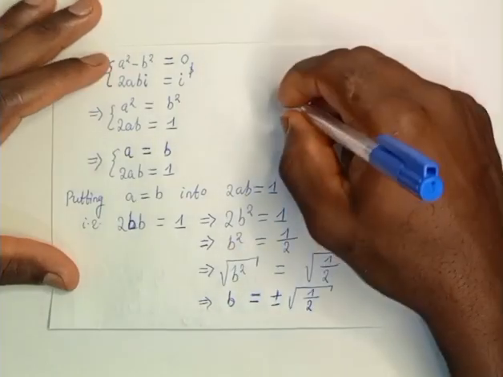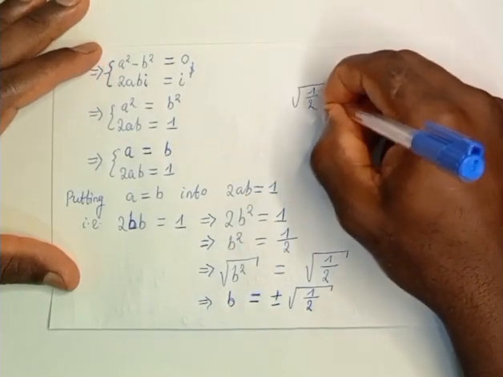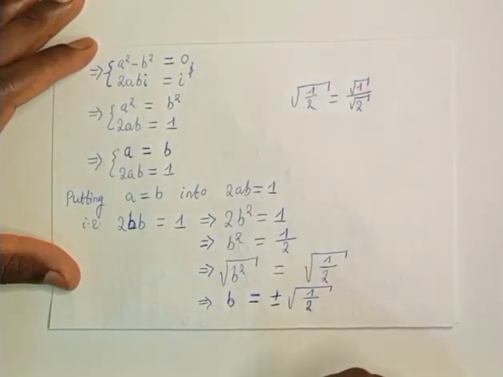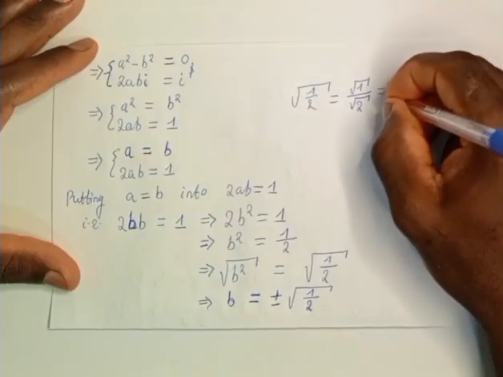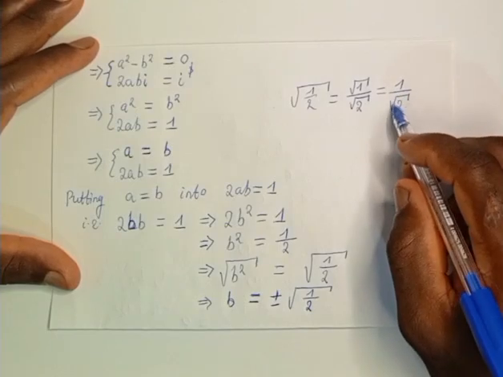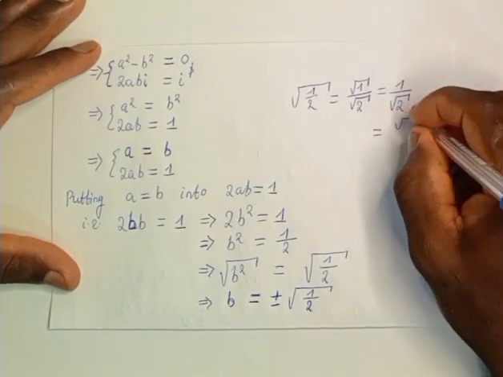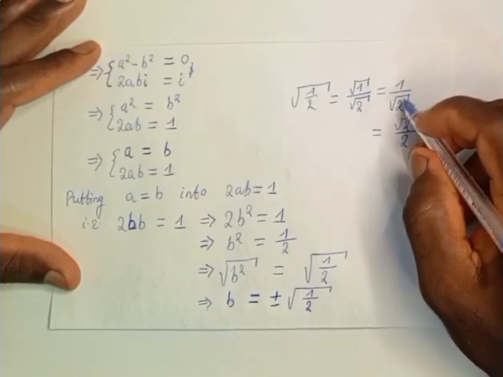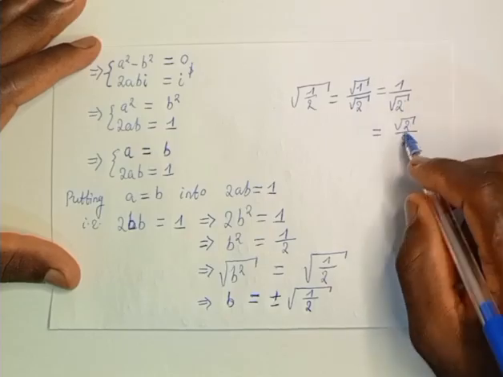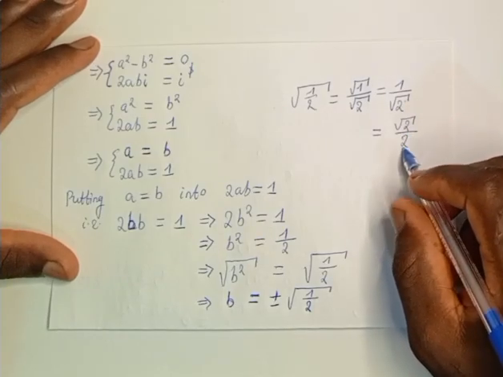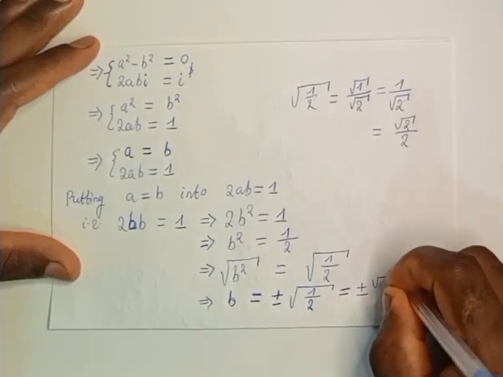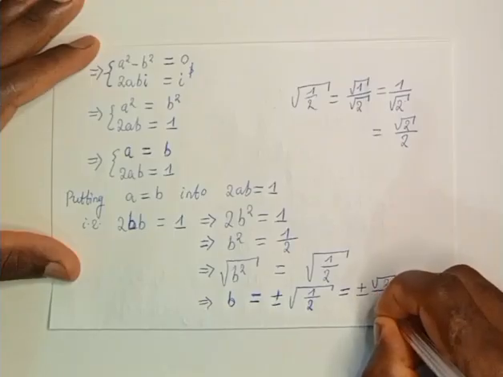The square root of a half, we can break this as the square root of 1 over the square root of 2, which is the same as 1 all over the square root of 2. Rationalizing the denominator, this will be equal to the square root of 2 all over 2. If you multiply the numerator and the denominator by the square root of 2, you obtain the square root of 2 over 2. So this will give us plus or minus the square root of 2 all over 2.